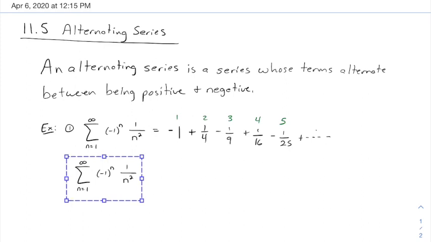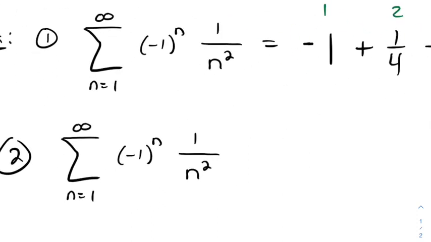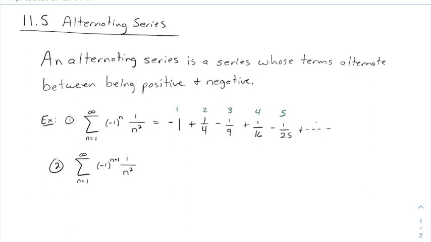Now, I'm going to change one little thing about this example to get example 2. Right here on the n, I'm going to change it to n plus 1. It doesn't really matter that it's plus or minus. All that's going to change is the signs of these terms. So now when n is 1, we get negative 1 raised to the 2 power, so this is going to be positive. Then when n is 2, we get negative 1 raised to the 3rd, so negative.